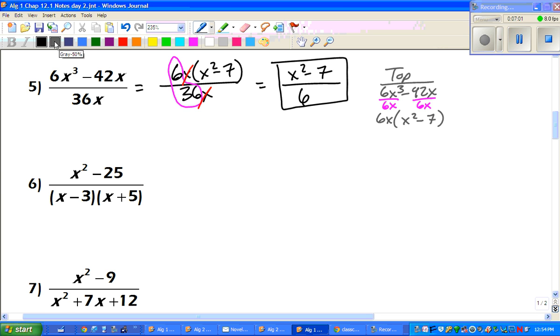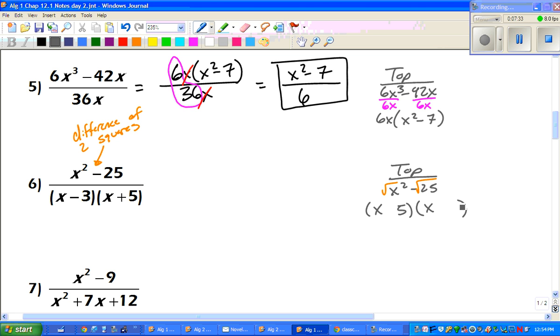All right, number 6. Let's take a look at the top. Now the top, it's a binomial with subtraction. That is the difference of 2 squares. Okay? Which means that I can square root both of those. And by following that pattern, the square root of x squared is x. The square root of 25 is 5. And I make one a plus and the other a minus.